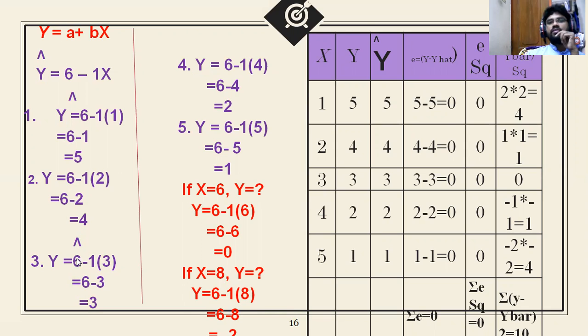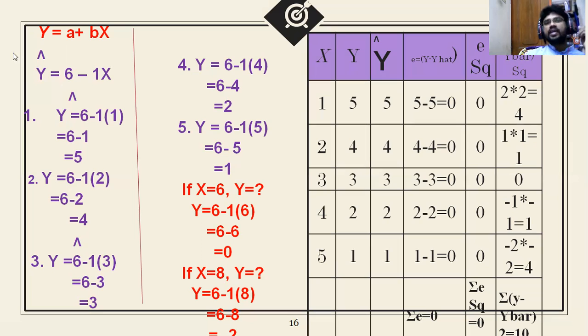The third one, if you take into account, y cap is equal to 6 minus 1 into 3. So 6 as it is, 1 into 3 is 3. You will get 3. Then y cap is equal to 6 minus 1 into 4, this is the fourth value. So 6 minus 4, 2. Then y cap is equal to 6 minus 1 into 5, this is the last value, 5. Then 6 minus 5, that is 1.